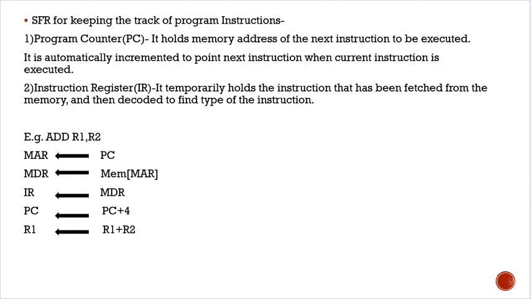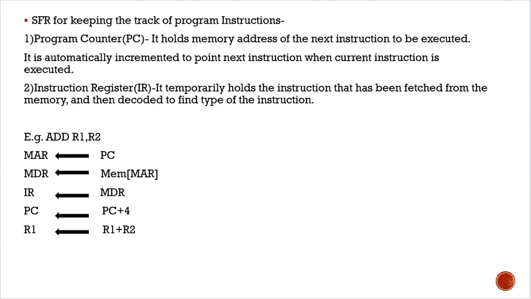Now the second type of SFR is SFR for keeping the track of program instructions. There are again two SFRs. First is program counter, PC. It holds memory address of the next instruction to be executed, and program counter gets automatically incremented to point to the next instruction when current instruction is executed. And the second SFR is instruction register. It temporarily holds the instruction that has been fetched from the memory, and then it is decoded into type of instruction, whether it is R type or I type, etc.